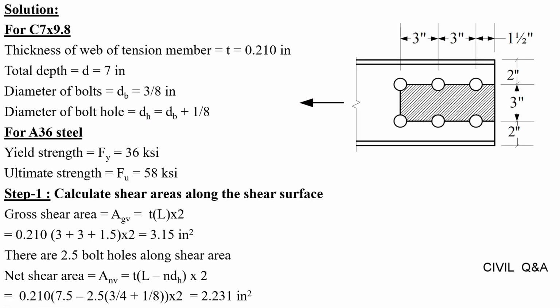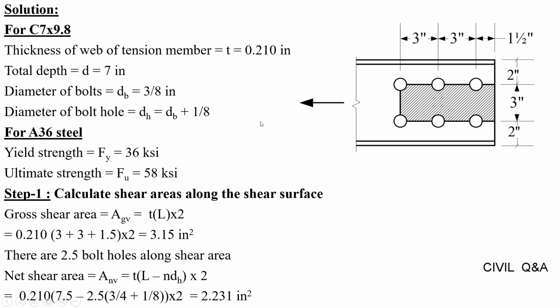First, we will determine the properties of the channel section. From the steel manual, we can find that for C7x9.8, the thickness of the web is equal to 0.210 inch. The total depth of the channel section is equal to 7 inch. The diameter of the bolts is given in the question as 3/8 inch. The diameter of the bolt hole is equal to the diameter of the bolt plus 1/8 inch. The properties of A36 steel are given. Yield strength is equal to 36 ksi and ultimate strength is equal to 58 ksi.